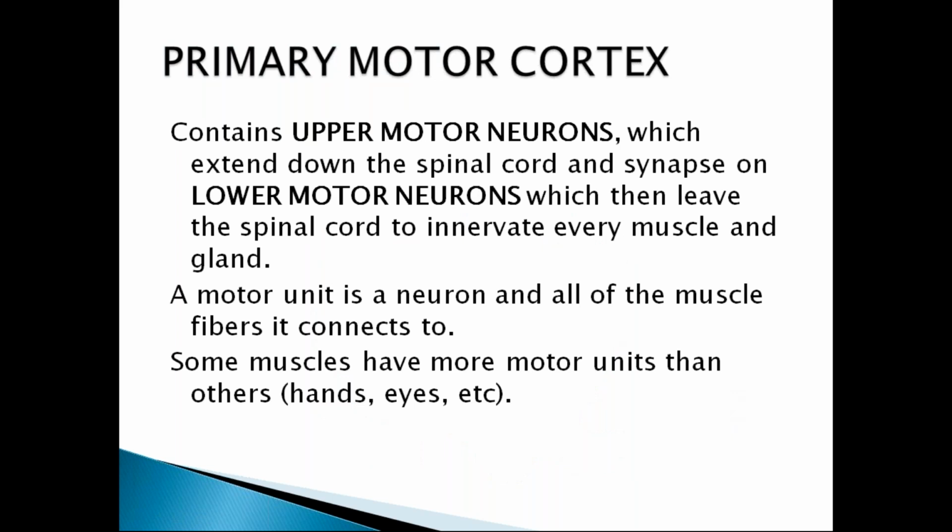The primary motor cortex contains upper motor neurons, which extend down the spinal cord and synapse on lower motor neurons, which then leave the spinal cord to innervate every muscle and gland. A motor unit is a neuron and all of the muscle fibers it connects to. Some muscles have more motor units than others, like hands and eyes.